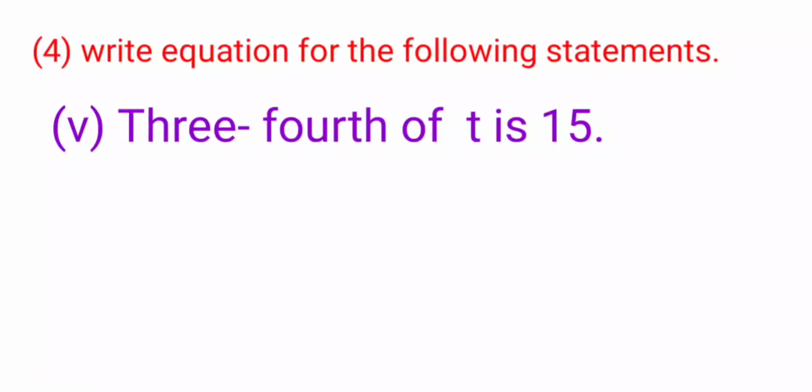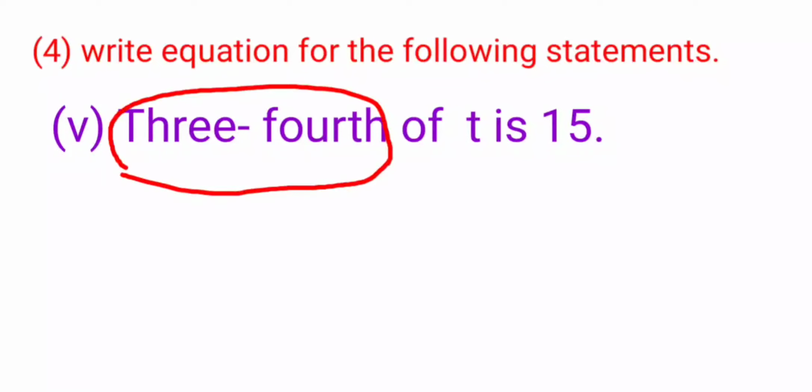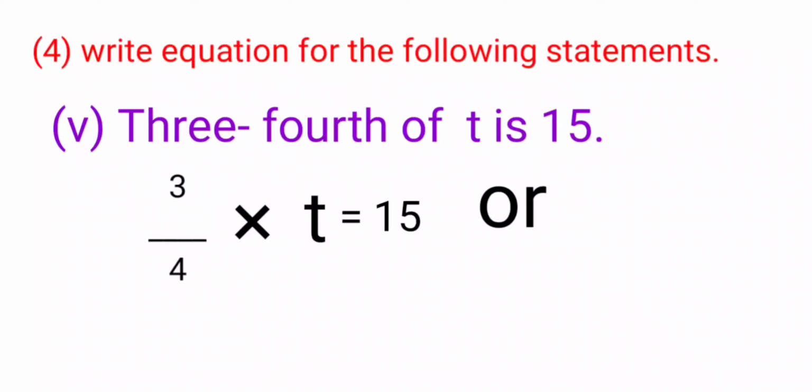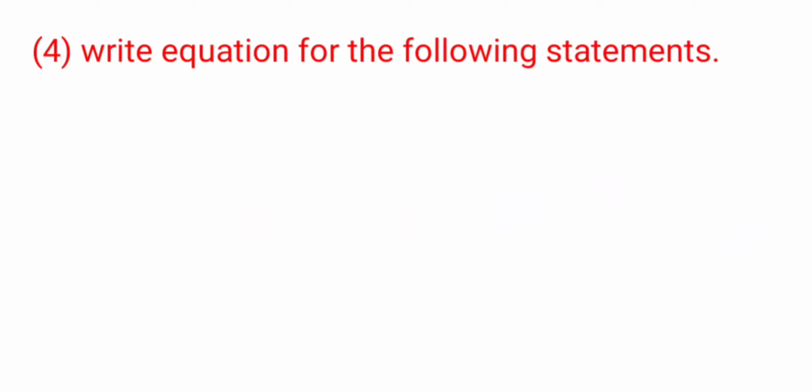3/4 of t is 15. 3/4 of means 3 by 4, 3 upon 4 of means into. You can put the into sign. Of t means 3 by 4 into t is 15. Or you can write 3 by 4 t is equal to 15. The into symbol is not necessary to write here.